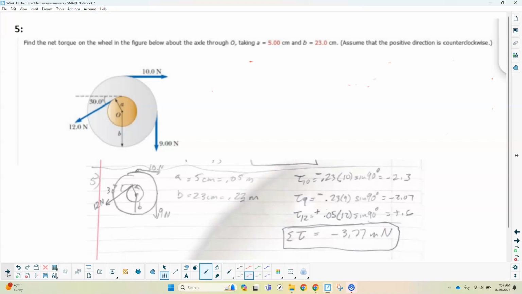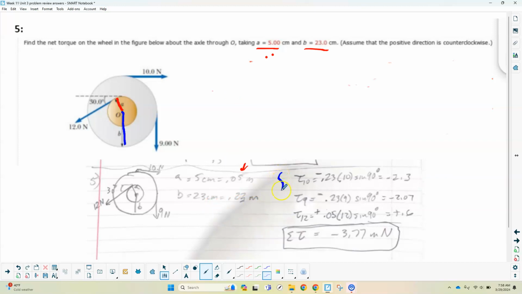There's a wheel that has 3 different forces being applied to it. And they're being applied at different positions. So there's a 10 Newton force, a 9 Newton force, and a 12 Newton force. And I just labeled them based on that. So they're acting at different locations away, A or B. So A is the short radius here, which is 5 centimeters or 0.05 is what we calculated down here. And then B is a longer distance. It's the whole radius of the wheel. And that's at 0.23, or 23 centimeters.